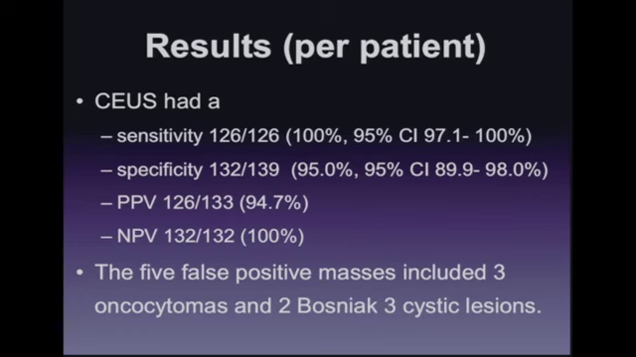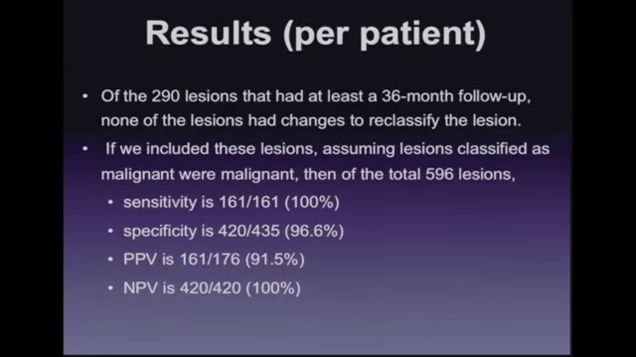We did have five false positive masses, which included 3 oncocytomas and 2 Bosniak classification 3 cystic lesions. Of the 290 lesions that had at least a 36-month follow-up, none of the lesions changed to reclassify the lesion.